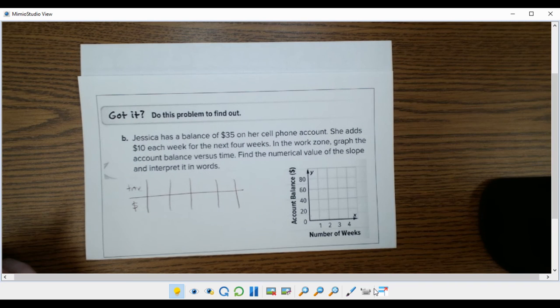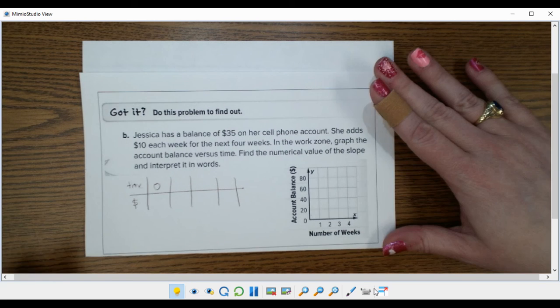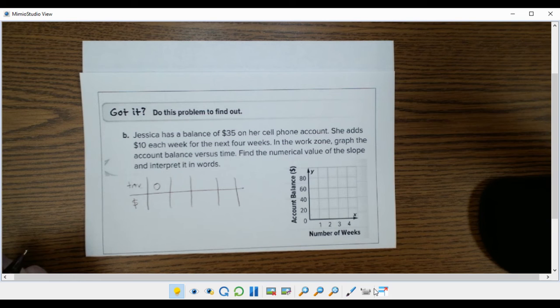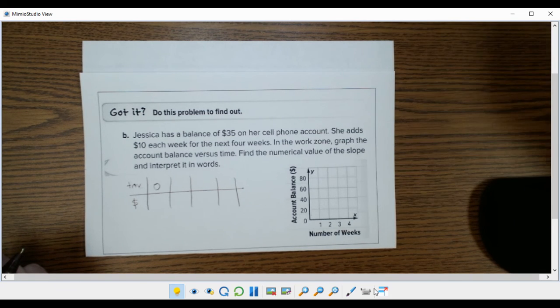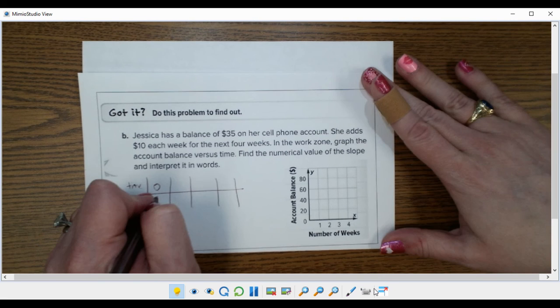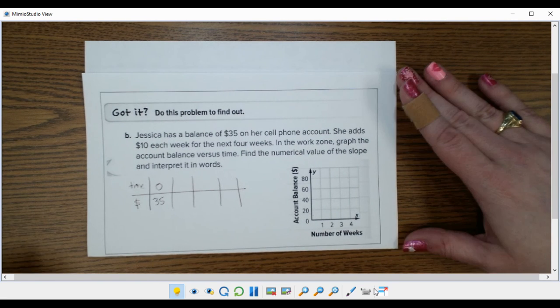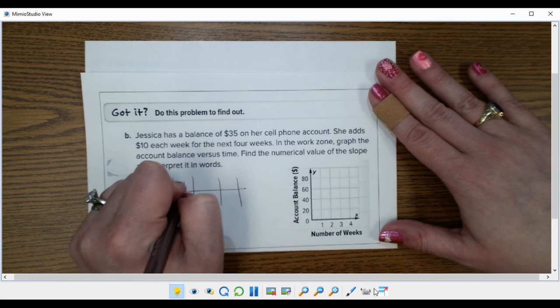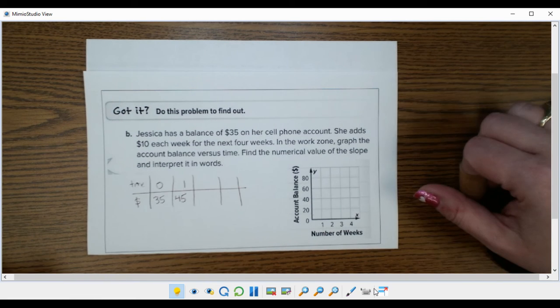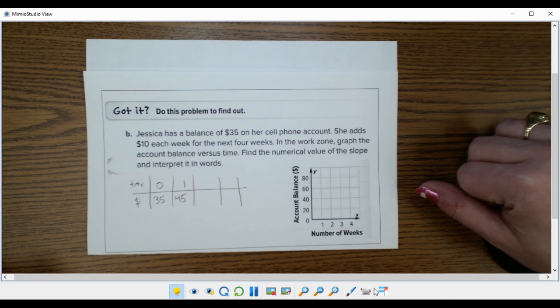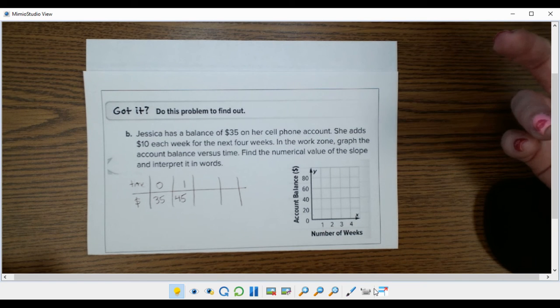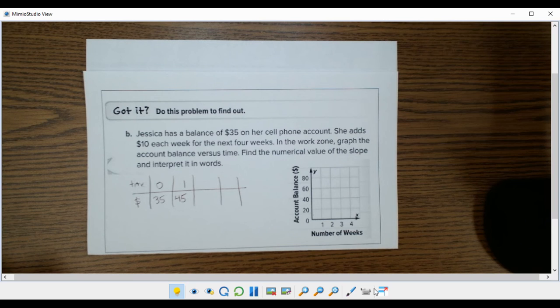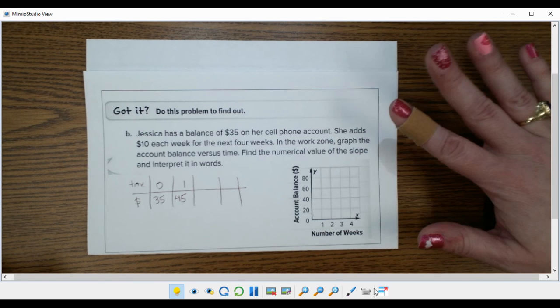Now, one thing that we didn't do on the last one, I didn't do a time of 0. What happens when she first starts? Well, on the other one, it was $0. He hadn't put anything into his account yet. But on this one, she's starting with a $35 balance. After 1 week, she puts $10 in. So now she has $45. I guess she didn't make any phone calls. This doesn't seem realistic. Most of us would have gone through that $35 in a week easily.